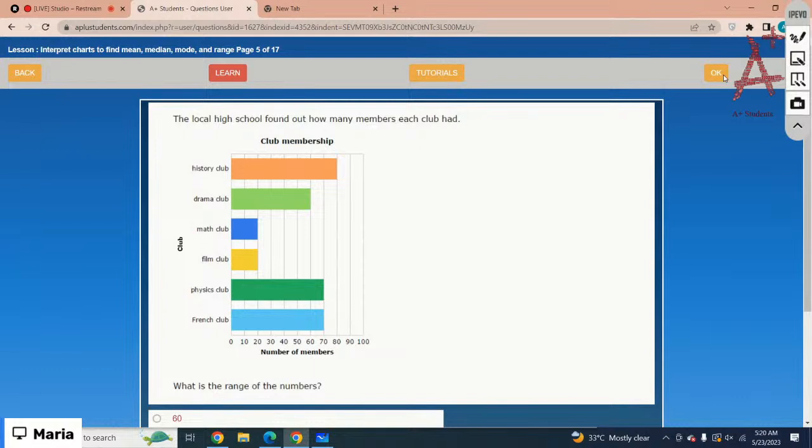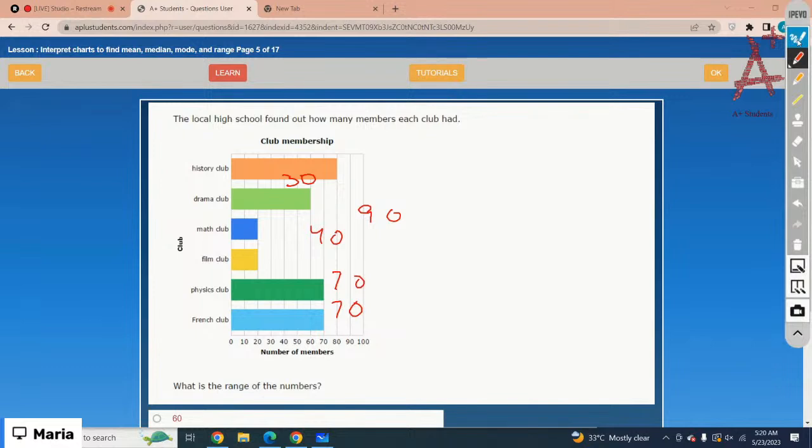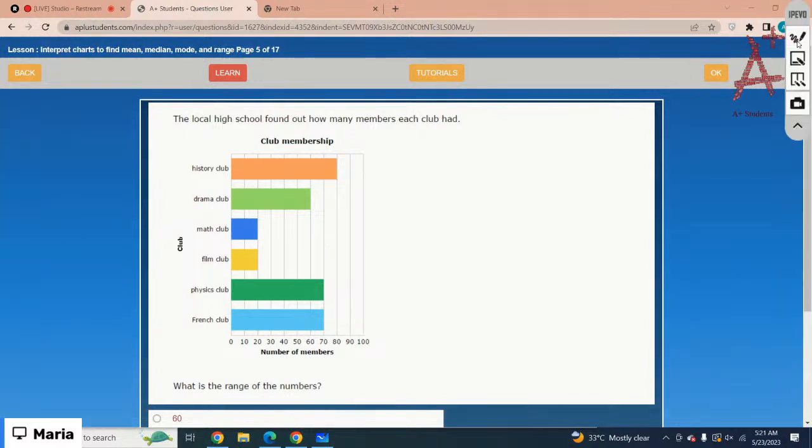Okay, the local high school clubs found out how many members each club had. So you have to calculate the range of the data. So for the range, you have to subtract the greatest number minus the smallest number.